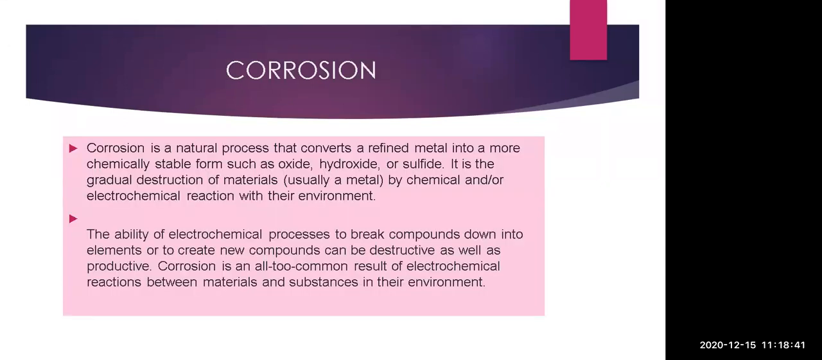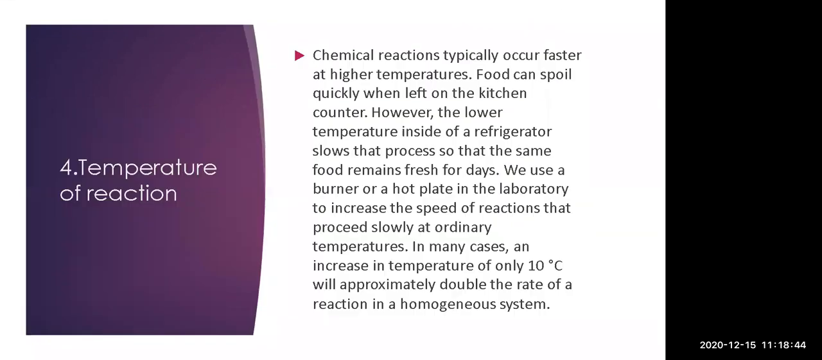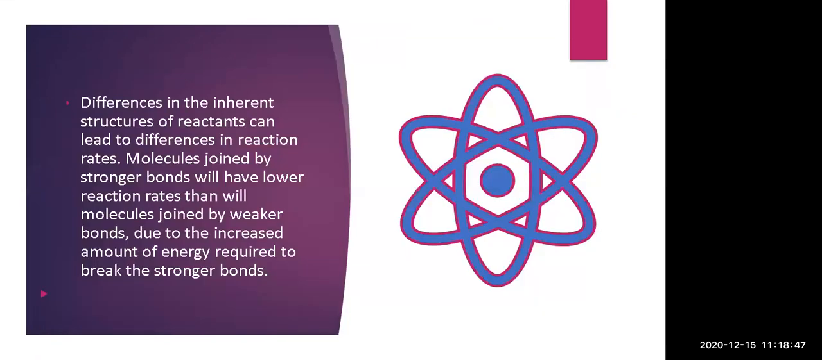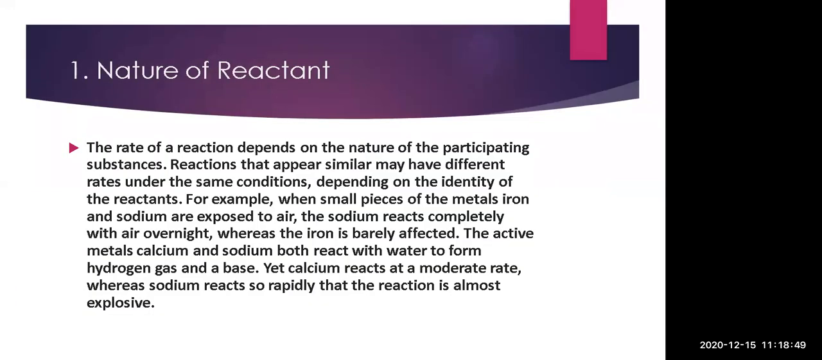Then comes the corrosion. Before that, in short, we will revise these factors affecting the rate of chemical reaction. First of all was the nature of the reactant. Nature of reactant means if the reactivity is higher, the rate of reaction will be higher. If the reactivity is lower, the rate of reaction will also be lower. So it depends upon the reactivity of the reactant. Whether it is highly reactive, then only the rate of reaction will be more. If it is less reactive, the rate of reaction will be less.